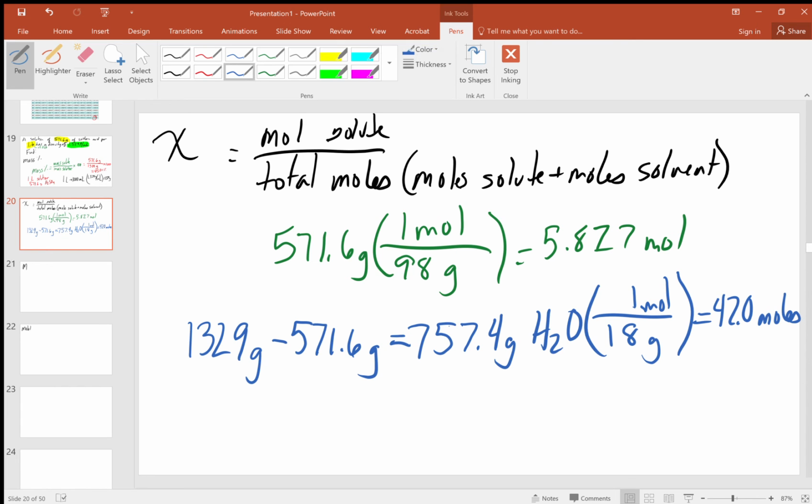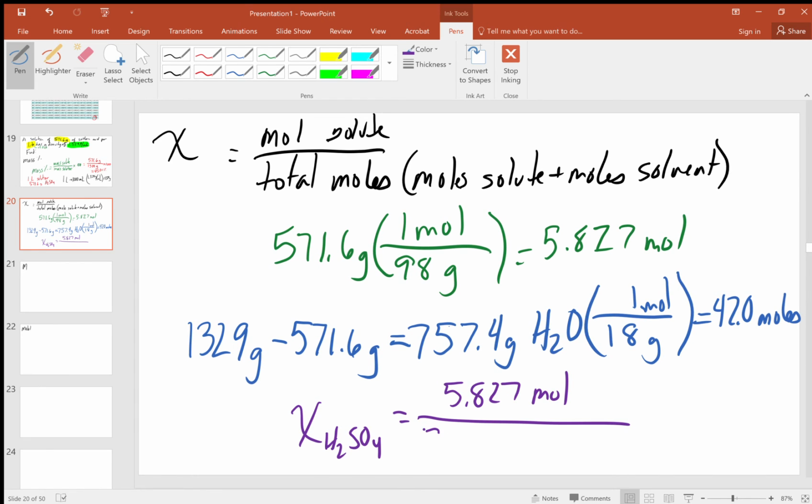So now finally we can calculate our mole fraction for the sulfuric acid. And that's equal to the 5.827 moles of the solute divided by the total number of moles, so that 5.827 plus 42. We get 0.122. Notice this is a mole fraction, so the answer should be between 0 and 1. It's not a mole percent.